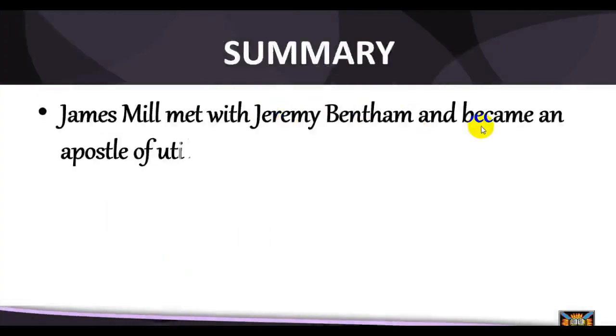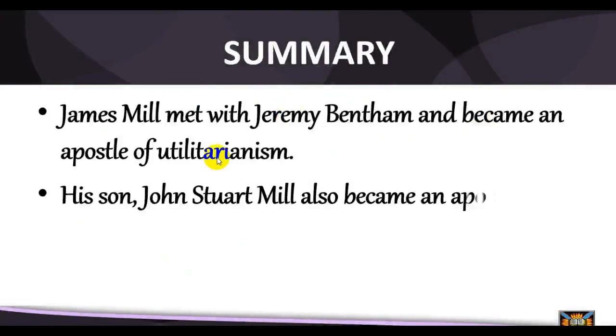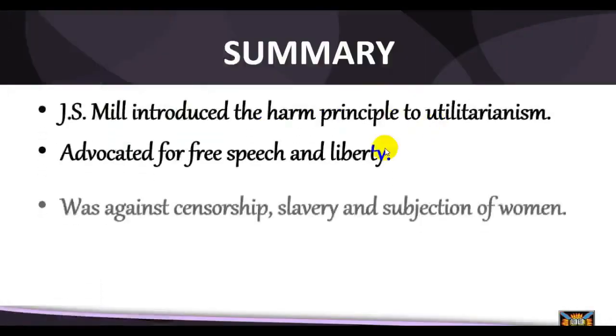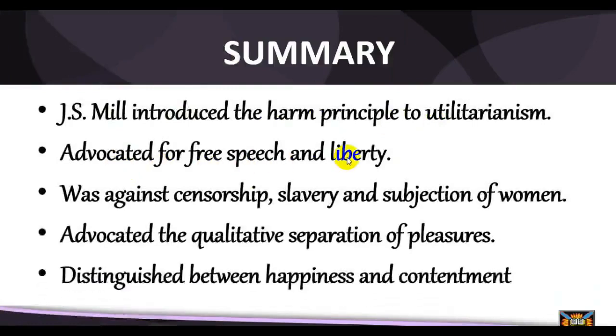Summary. James Mill met with Jeremy Bentham and became an apostle of utilitarianism. His son, John Stuart Mill, also became an apostle of utilitarianism. J.S. Mill introduced the harm principle to utilitarianism. He advocated for free speech and liberty. He was also against censorship, slavery, and subjection of women. J.S. Mill advocated the qualitative separation of pleasures. He also distinguished between happiness and contentment. He opted for a representative form of government which would guarantee freedom and liberty.